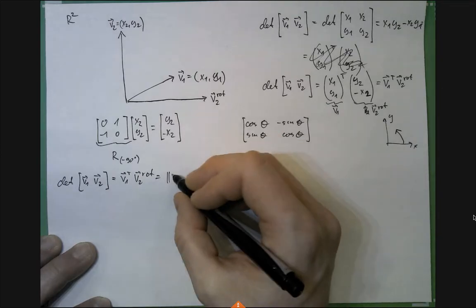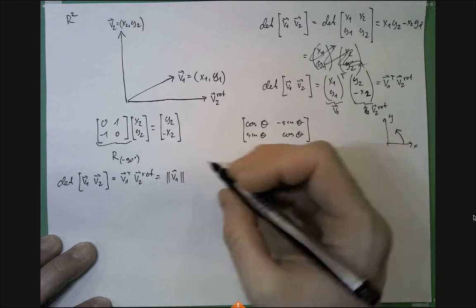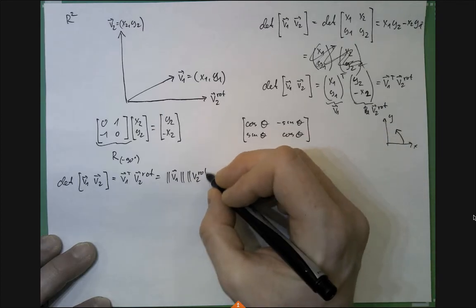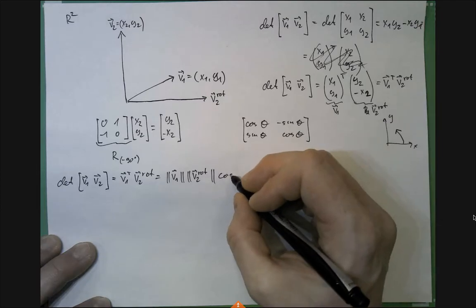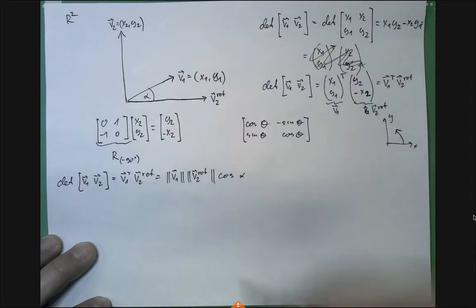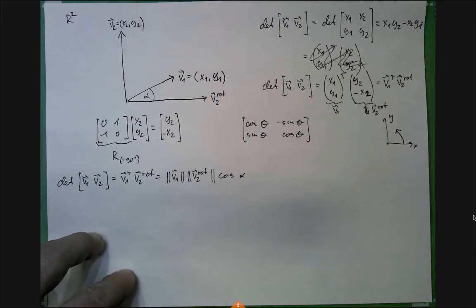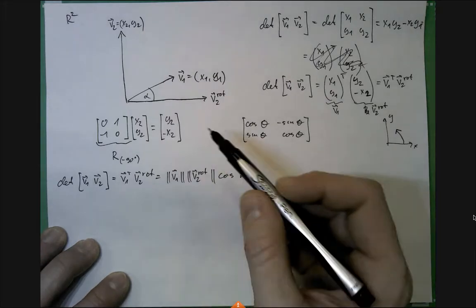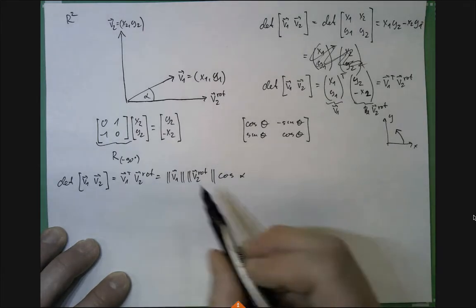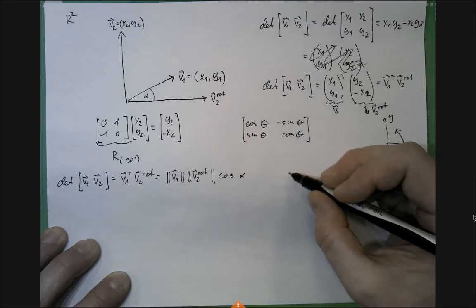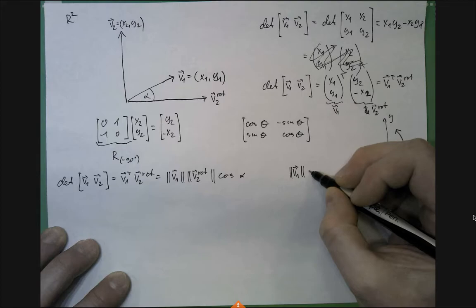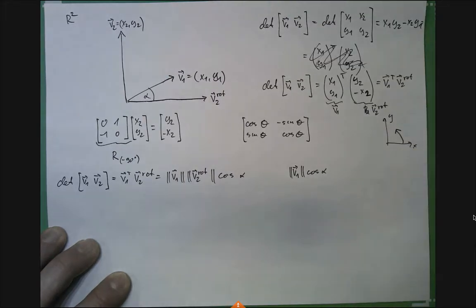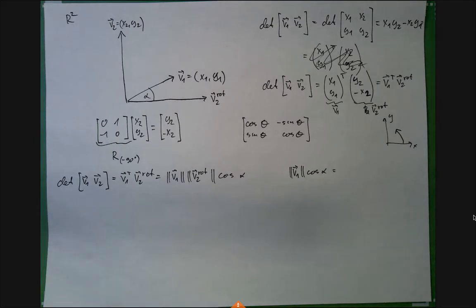And we know this formula for the dot product, right? This is the length of V1. This is the length of V2 rot. And here we would have the cosine of the angle between the two vectors. That means this angle. So now what does this mean? Or what does V1 cosine alpha mean? What is V1 cosine alpha on this picture, geometrically? What I'm trying to do here is to give a geometric interpretation to the determinant in 2D.